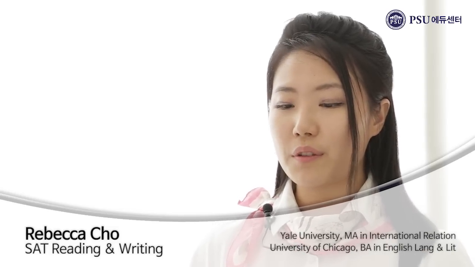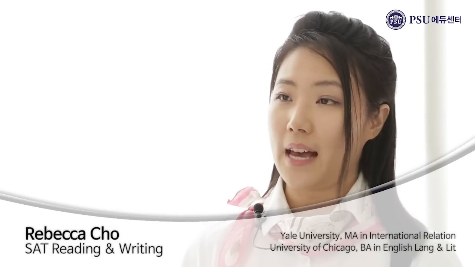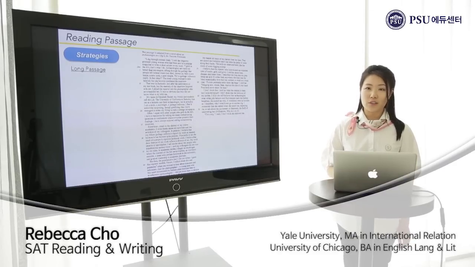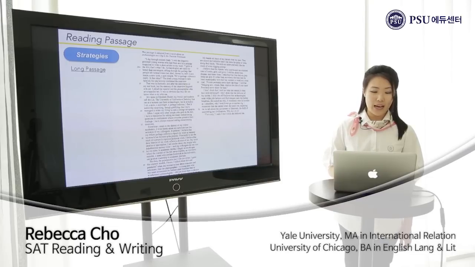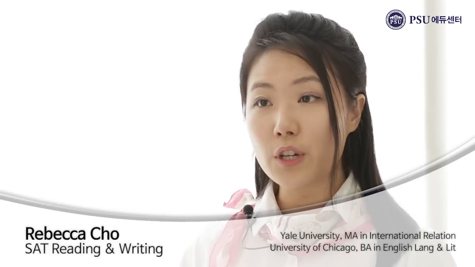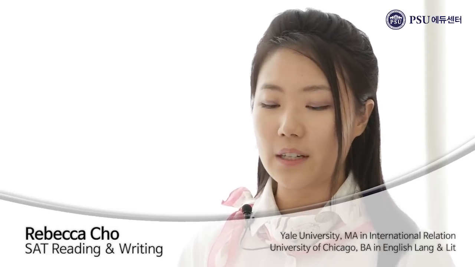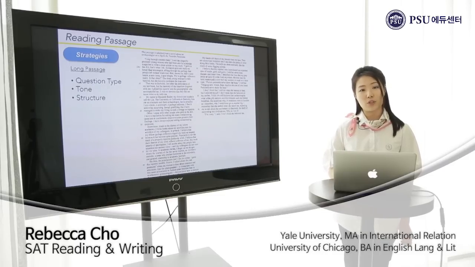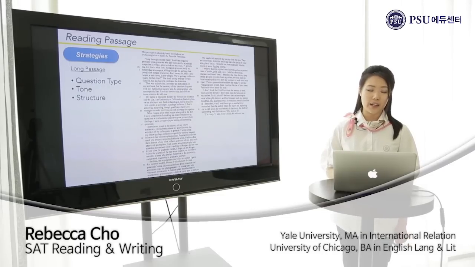Next, I'll take you through the reading passage, and I've chosen a long passage. And as you can see, it's quite long. But let me give you some strategies so that you will not panic when you see such a long passage. So the first thing you should think of when you attack the questions on the long passage, or for that matter, all reading passages, is you should think about the question type. Some questions, usually the first question, will ask you a main idea question. Some questions will ask you vocab and context, and some will ask you to refer back to a specific line.